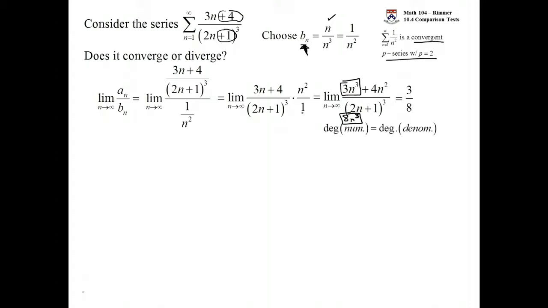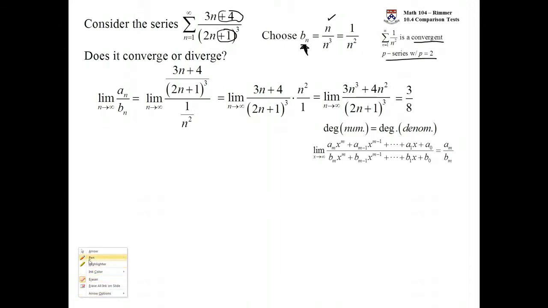Degree of the numerator is equal to the degree of the denominator. So we focus our attention on the coefficients on those leading terms, and it actually is an 8 as the coefficient in the denominator term. If you need to, go ahead and cube out 2n plus 1. But the cubic term will be 2n quantity cubed, which is 8n cubed. And so we have 3n cubed and 8n cubed. The answer to that limit is 3/8.